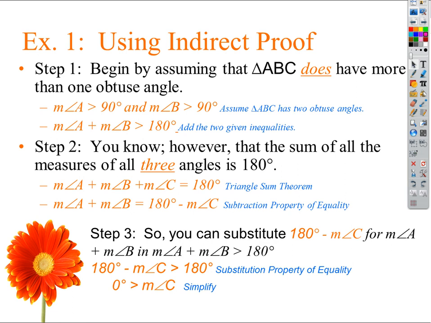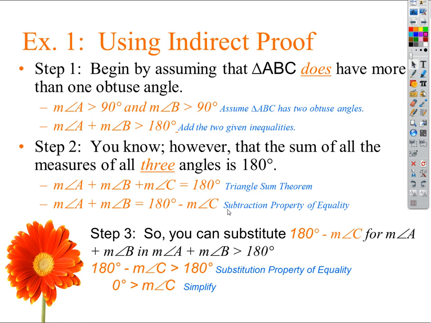If the measure of A is greater than 90 and the measure of B is greater than 90, then their sum must be greater than 180, right? That's our logical conclusion. But we know some stuff about triangles. We know that all three angles have to add to 180, don't we? So the measure of A plus the measure of angle B plus the measure of angle C is equal to 180 degrees. With a little algebra, subtracting the measure of angle C from both sides, I also conclude that the measure of angle A plus the measure of angle B is equal to 180 degrees minus the measure of angle C.